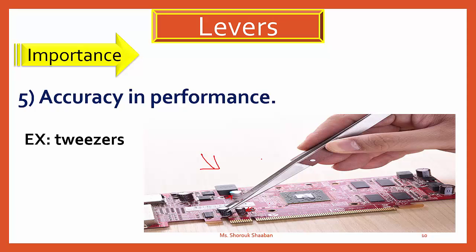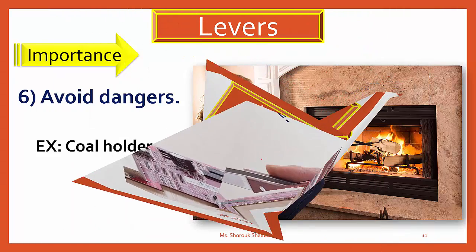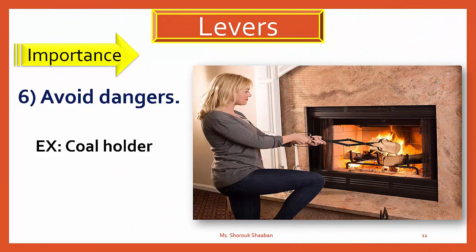Again, number 5, accuracy in performance. Number 6, avoid dangers. Oh, this woman's trying to put a wood in the fire. So is it easy to put the wood with your hand? Of course not. You will get hurt. So what can you use? This holder. So the holder now keeps you safe. It keeps you away from the danger of fire. So number 6 again, levers let me avoid dangers.